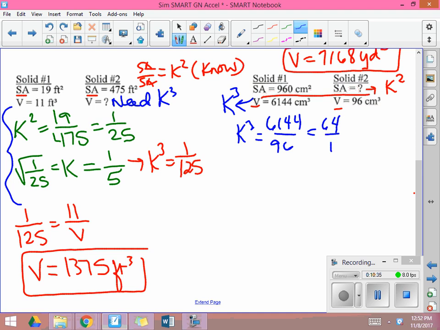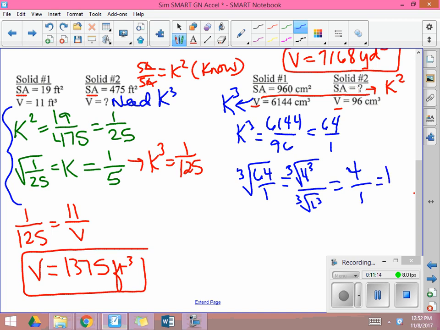Now, to find k, because again, I can't go straight to k squared, so I have to come out to k. I'm going to take the cube root of 64 over 1. So square rooting is looking for perfect squares. Cube rooting is looking for perfect cubes. So either you're going to use your calculator, or you're going to say, well, I know that 64 is 4 cubed, and 1 is a perfect cube. The cube root of something cubed cancels, so the cube root of 64 is 4, cube root of 1 is 1. So that's what k is. So then it's easy to say that k squared is 16 over 1, square top and bottom.